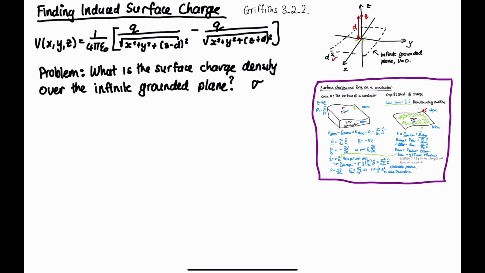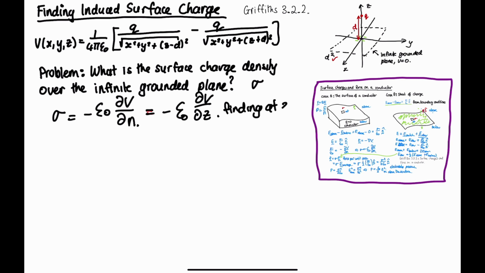So we want to use sigma is equal to minus epsilon naught dV/dn. Now, in this case, the surface that we're looking at is this xy plane. So the normal to that surface is in the z direction. So in our case, this is going to be equal to minus epsilon naught dV/dz, and we're finding it at z equals 0, because that's how we define this plane that we're looking at.